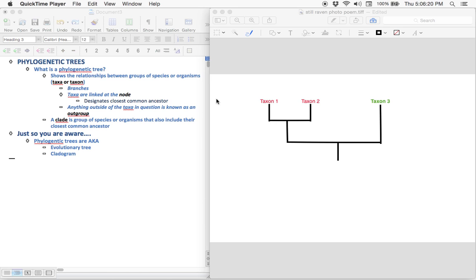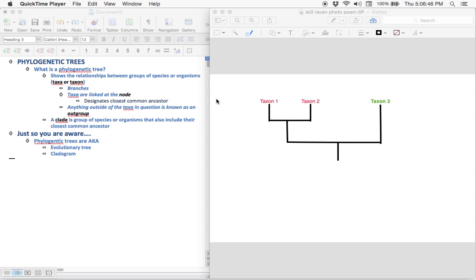This is for Mr. Styles' class, and today we're just going to be doing a quick little video on phylogenetic trees, what they are, how to read them, and why they're useful. So the first thing is, what is a phylogenetic tree? Scientists use it as a way to show relationships between different groups of species or organisms. Typically, those are different species.